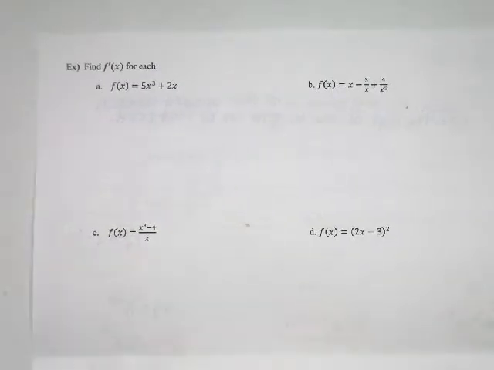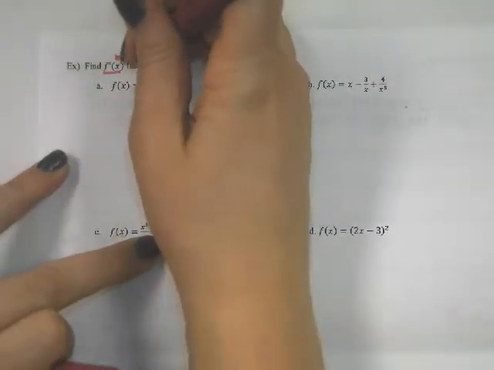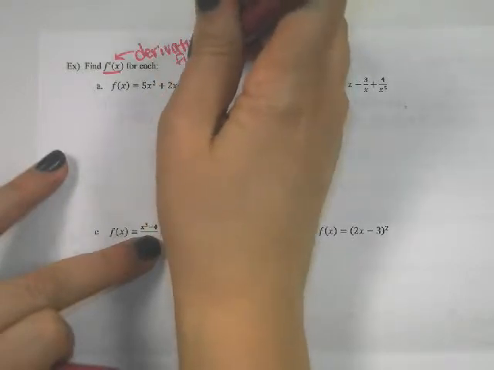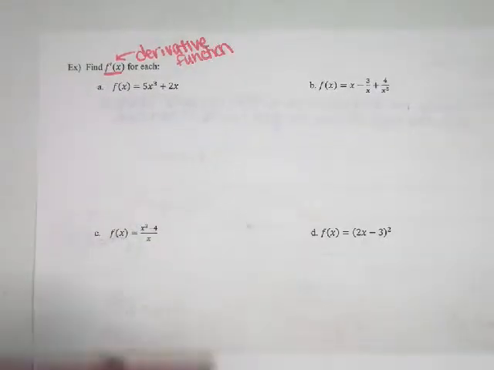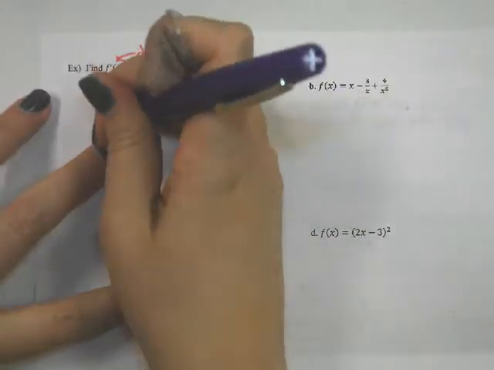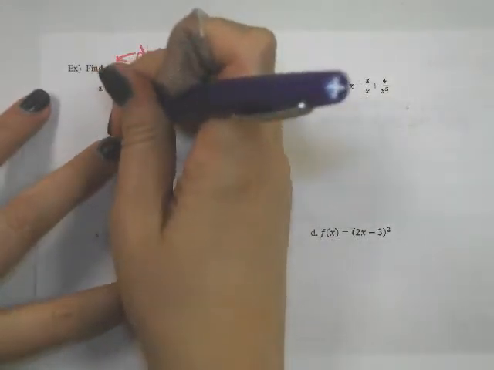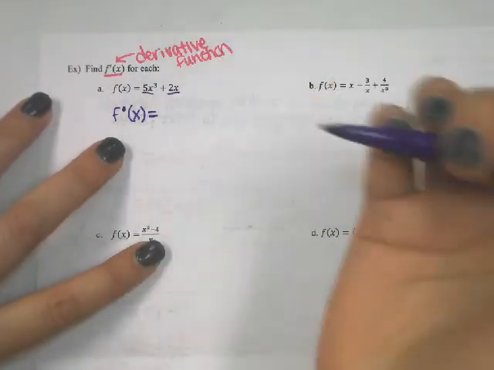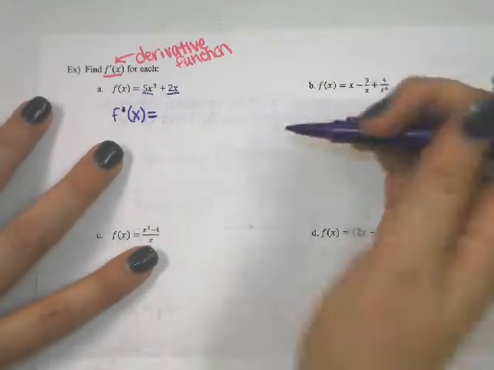Find f prime of x for each. This means find the derivative function. This is our derivative function. So I'm going to do f prime of x. I treat each of these individually. I'm going to find the derivative of each.